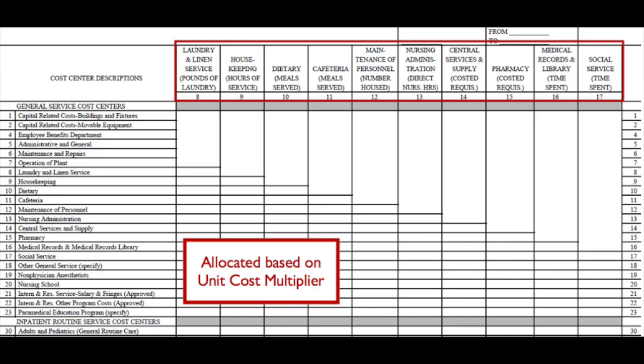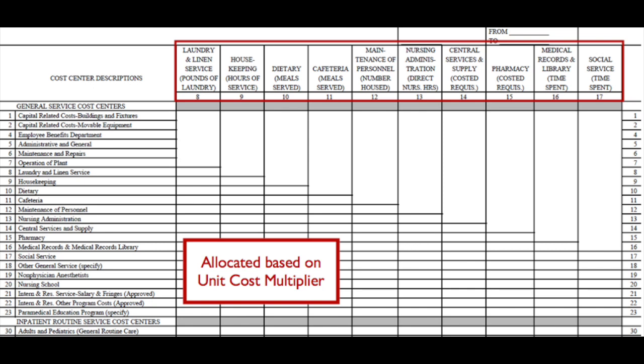I just wanted to quickly point out the additional type of cost allocation that is reported, and that's on the statistical basis. So the screenshot I have here, we're still doing the same stepping, but the cost centers are driven based on statistics such as pounds of laundry, hours of service, number of meals served. So it's very quantifiable on the activity that is occurring.